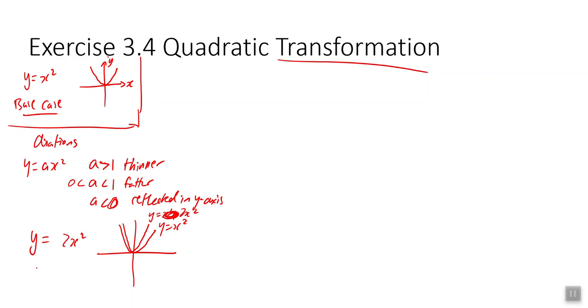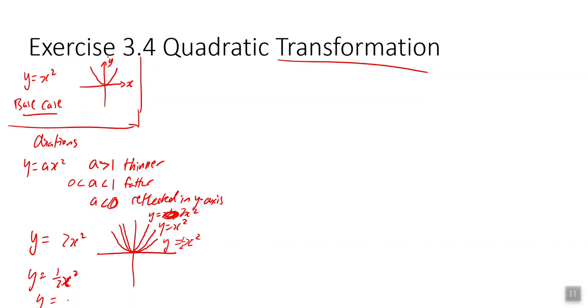If I have y equals a half x squared, because the a value is between 0 and 1, if it happens to fall in that range, then we know that graph will become fatter. So the graph of y equals half x squared will be like that.